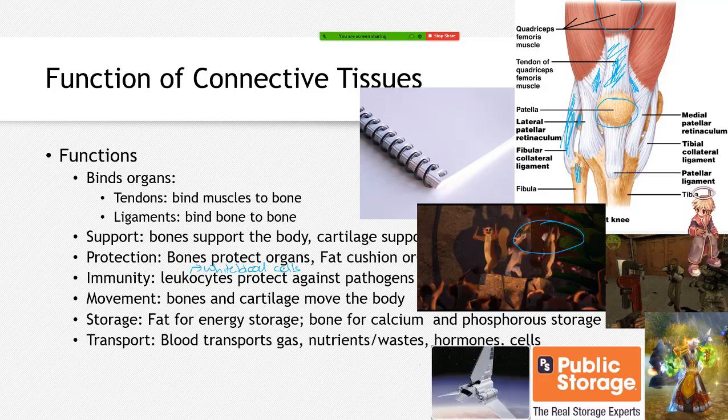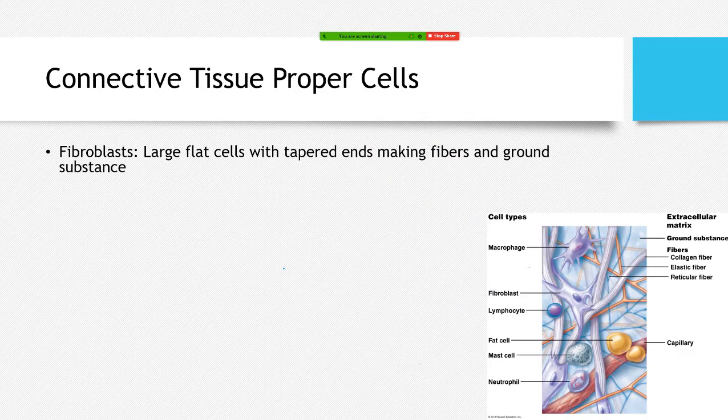And we have blood for transport. The blood transports gases, it transports nutrients, it transports waste, and so it brings things throughout the body. So all these are different functions of the connective tissue.